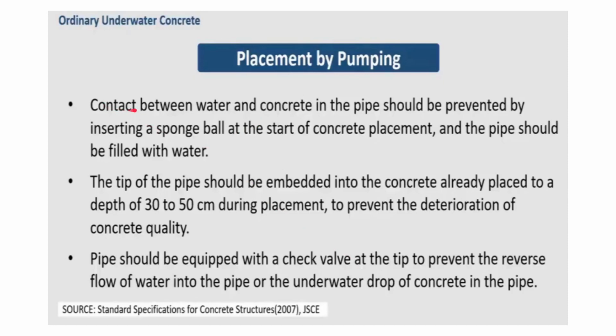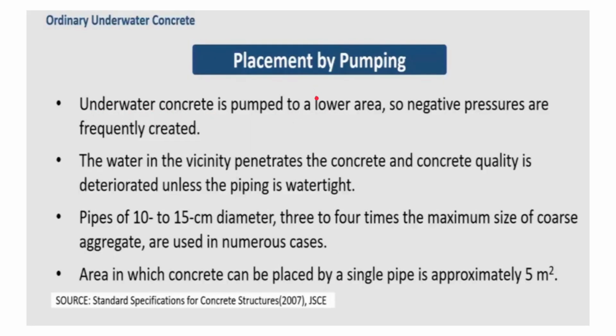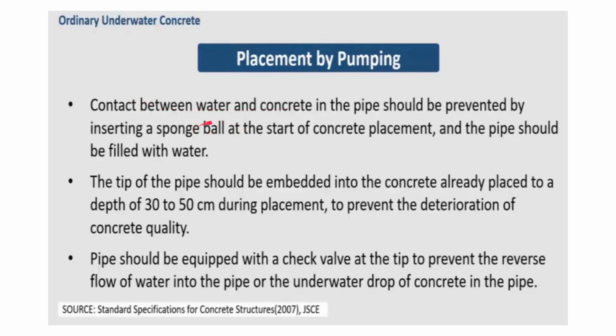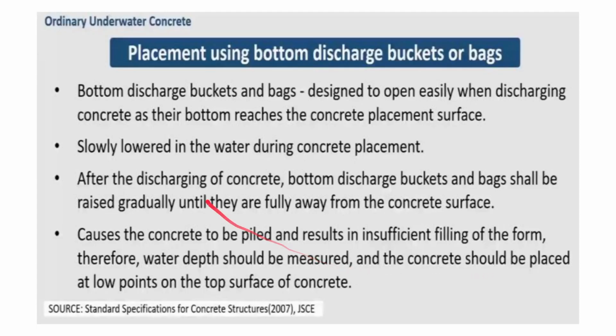Okay? So in the case of pumping, contact between water and concrete in the pipe should be prevented by inserting a sponge ball at the start of concrete placement, and the pipe should be filled with water. The tip of the pipe should be embedded into the concrete already placed to a depth of 30 to 50 centimeter during placement for preventing the deterioration of concrete quality. Pipe should be equipped with a check valve at the tip to prevent the reverse flow of water into the pipe or the underwater drop of concrete in the pipe.